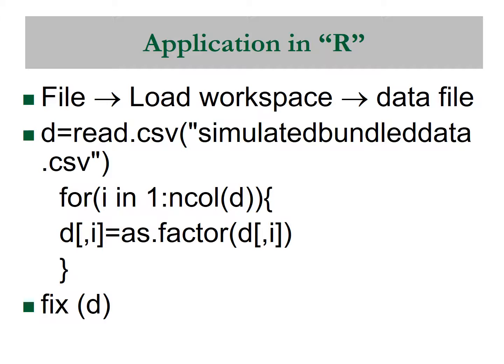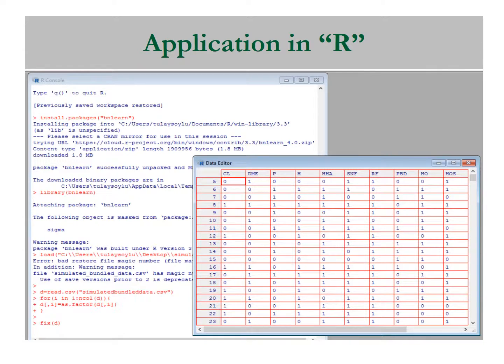Then we will be doing a small trick. By typing fix(d), we will see our data. Okay, see how we read our data with the read.csv at the bottom on the left, and then I just typed in fix(d). It will automatically show me my data. So I know that my data is there. Now I can move on with the analysis of the three constraint-based algorithms.